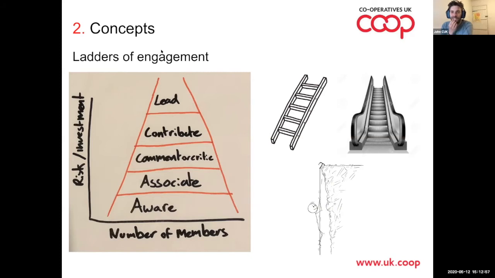The next level is, do they associate with what you do? So they're aware of what you do and they actually like it. They actually tell other people, they actually say, oh yes, I'm a member of, or I did this, and they're happy to associate with you as an organization and associate that they're a member of you. And that's a next level of engagement in your organization.